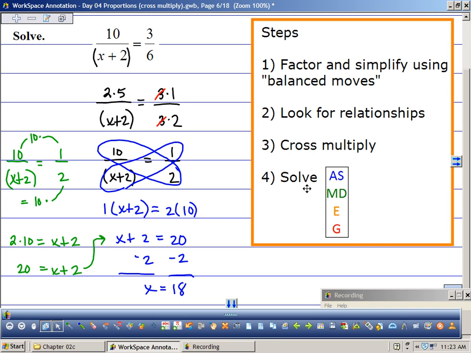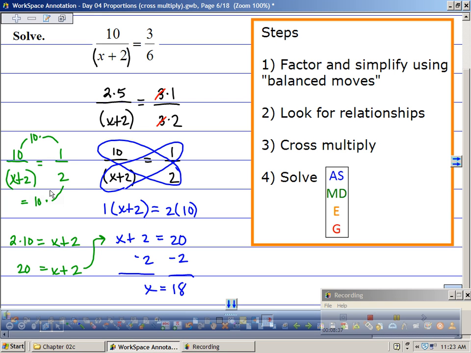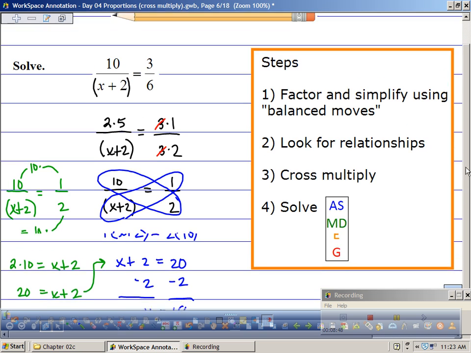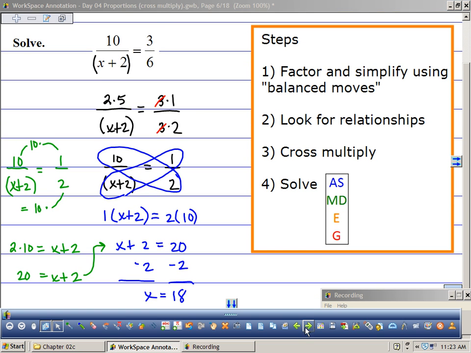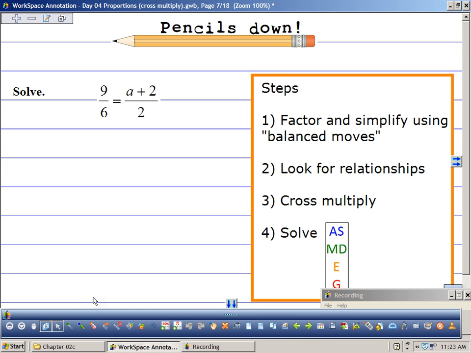Okay, so let's look at our steps. Factor and simplify using balanced moves. That's what's key right there, balanced moves. Look for relationships. That's what I did with that. I found a relationship, right? If you can't find a relationship, cross multiply, then solve. So let's do the next one. You do one more and then you guys do one. No writing, pencils down still.